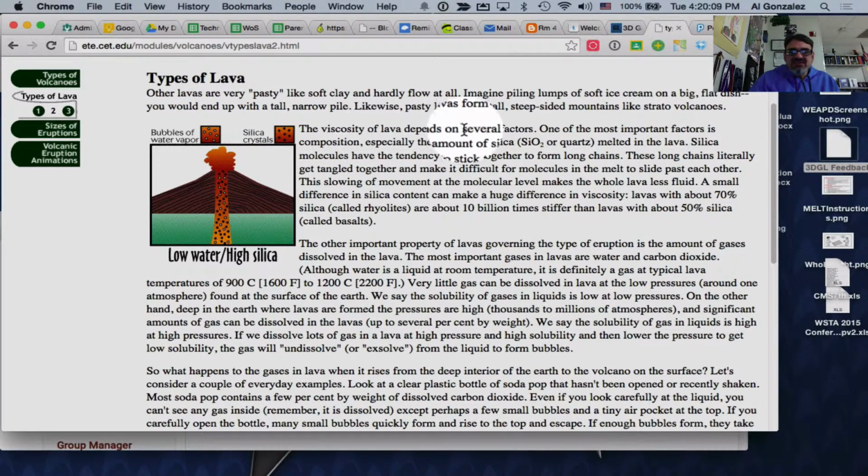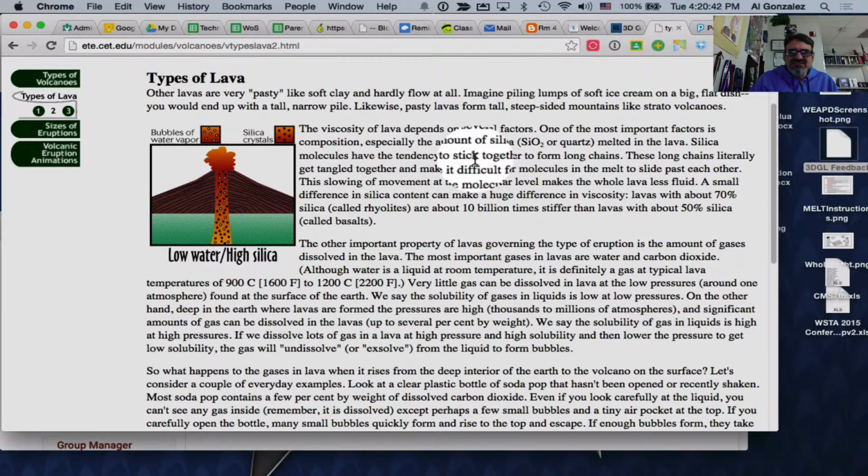The viscosity of lava depends on several factors. One of the most important factors is composition, especially the amount of silica. This SiO2 is the chemical formula for silica, and it stands for silicon dioxide. Dioxide meaning 2 oxygens combined with a silica atom. Or quartz. Quartz is silicon dioxide. And this silica is melted in the lava.